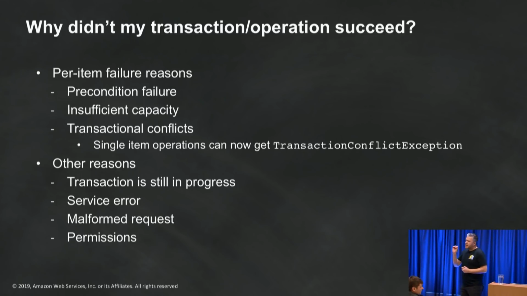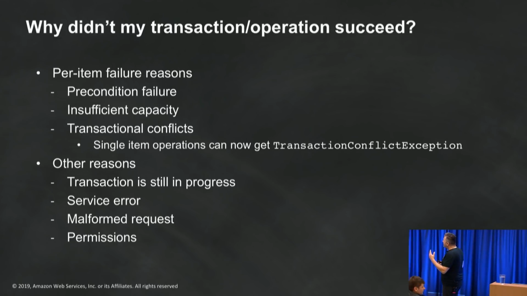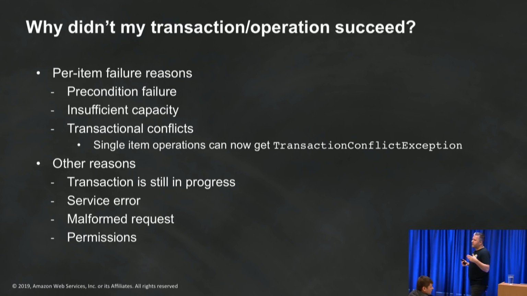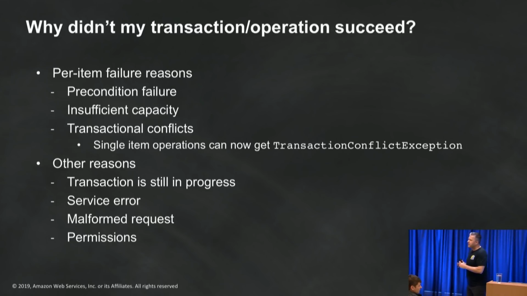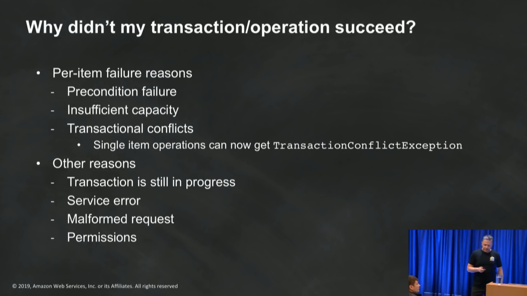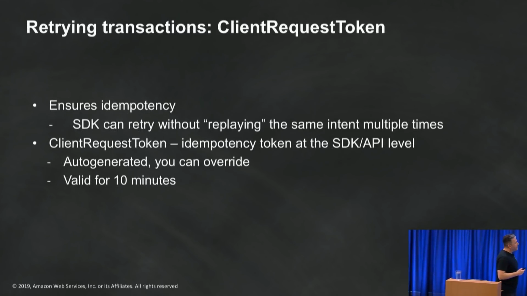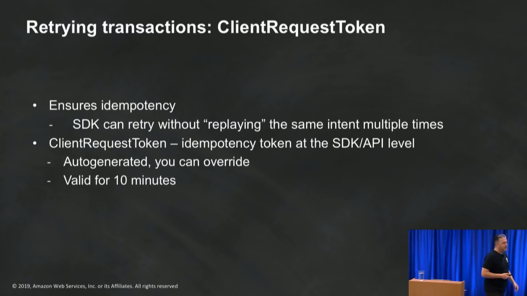If there is a transaction in progress that's updating, let's say, item X, and another single item operation tries to update the same item while the transaction is updating it, the single item operation will fail with the transaction conflict exception.